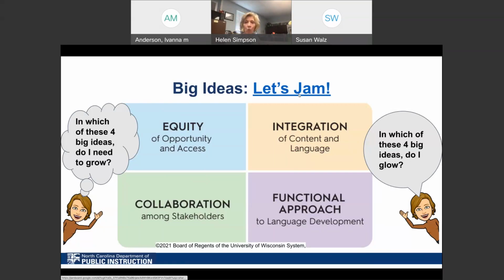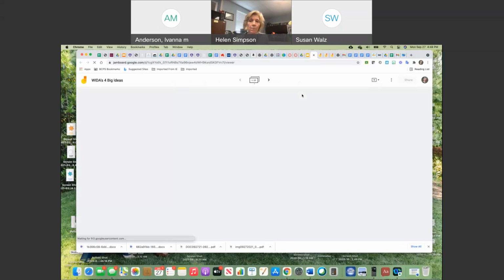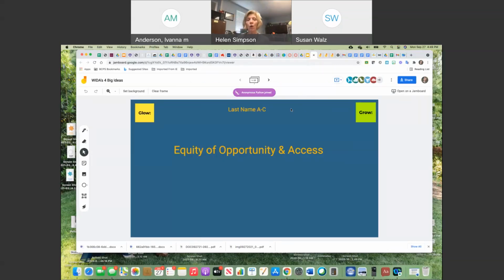So we have a Jamboard, and I am going to copy the link address and put it in the chat box. And I'd like for you to click on it and go to the Jamboard. And since we have so many people, we have a lot of frames in our Jamboard. And if you'll just wait just a second, I'll give you some instructions on how to use the Jamboard if you've never used the Jamboard before. I'd like for you to think about the 4 areas, the 4 big ideas: equity, integration of content and language, collaboration, and functional approach of language. And what I'd like for you to do is think about if you are doing a great job in that area or if you need to grow in that area.